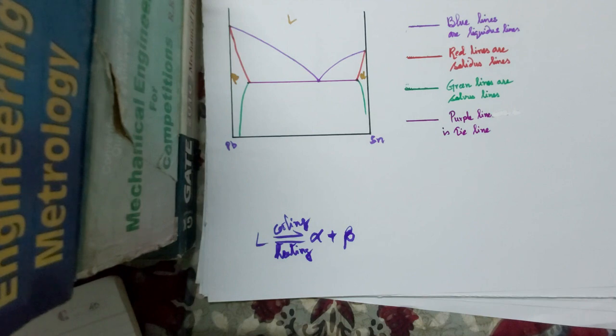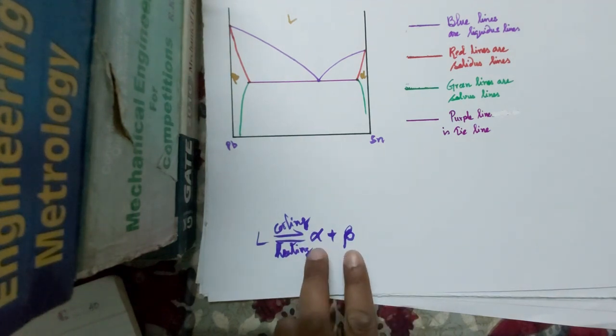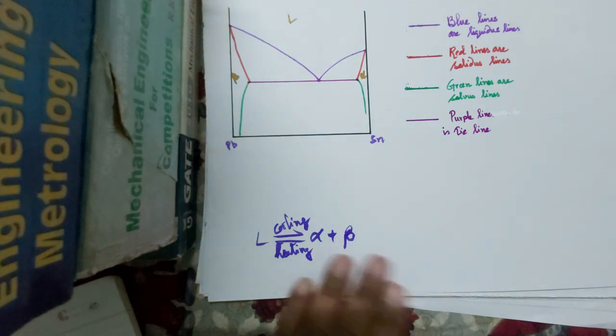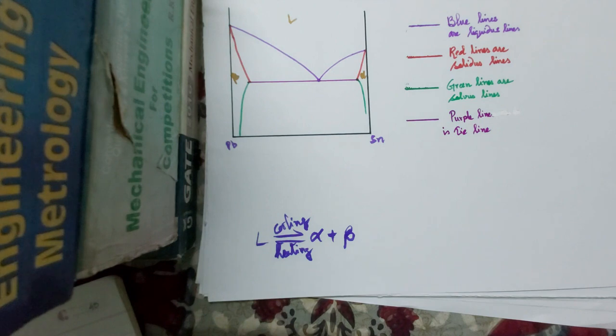Here we have 2 different solid phases, alpha and beta, which are totally or partially insoluble in solid phase, but totally or completely soluble in liquid phase. So these 2 solid phases are partially or completely insoluble in solid phase, but whenever we convert them into liquid phase, these 2 will be completely soluble in that liquid phase.